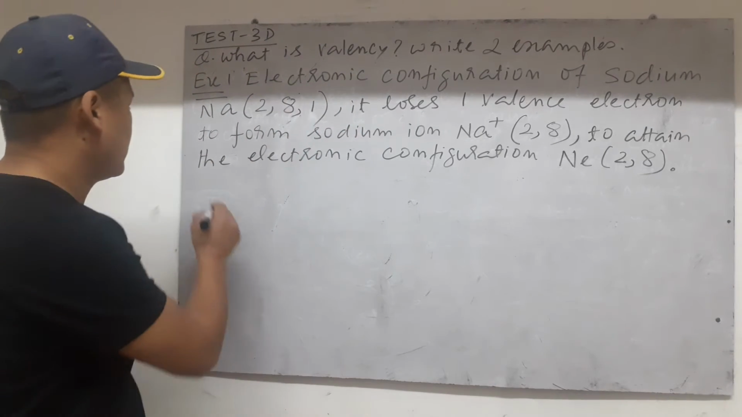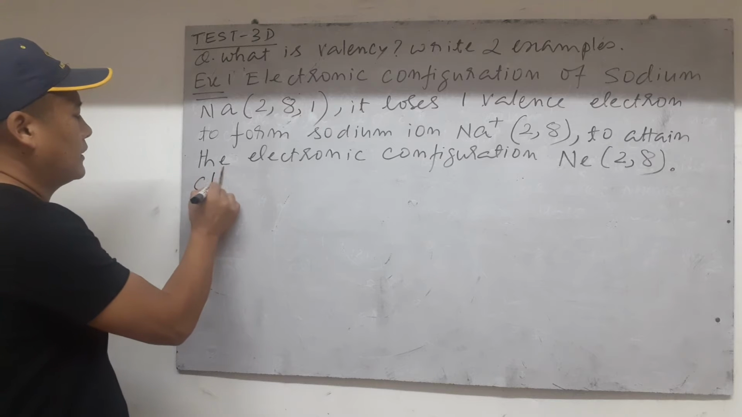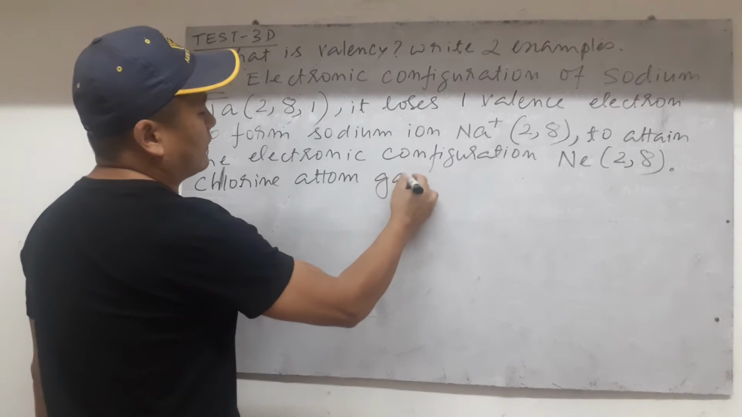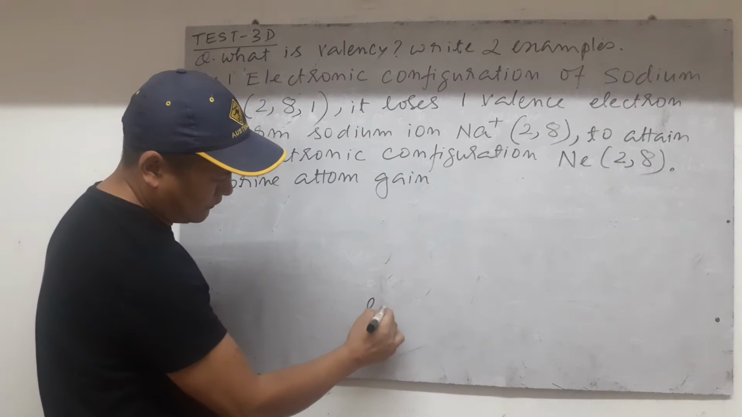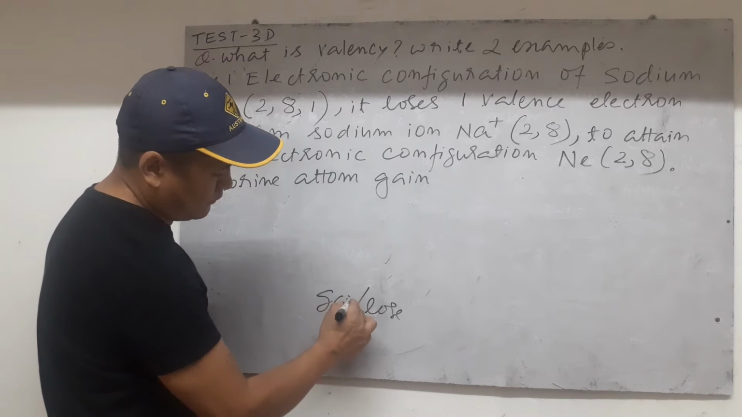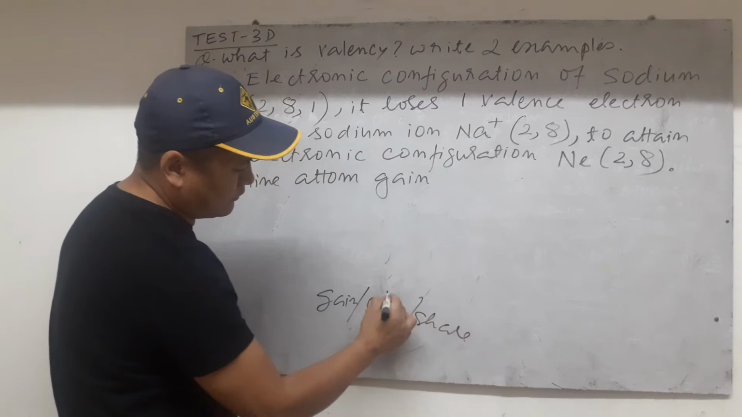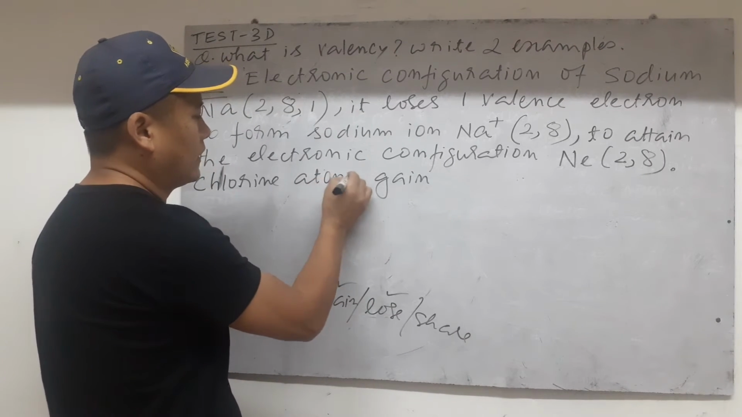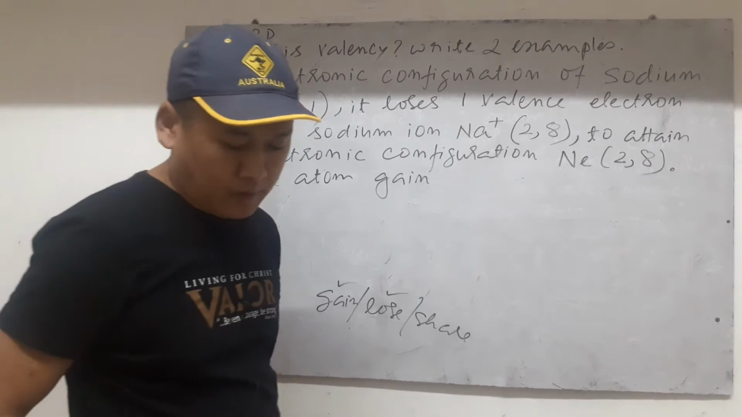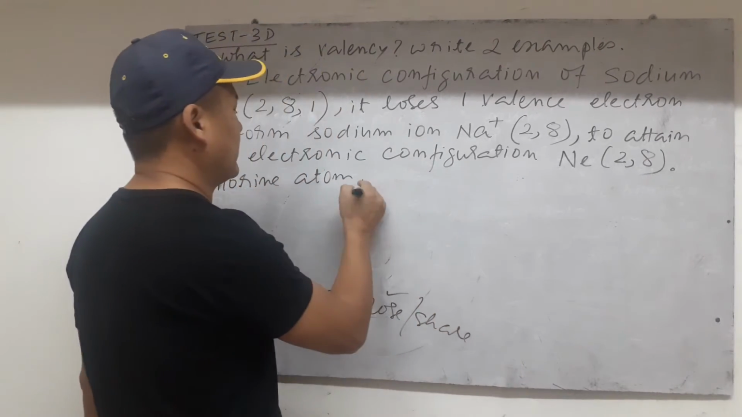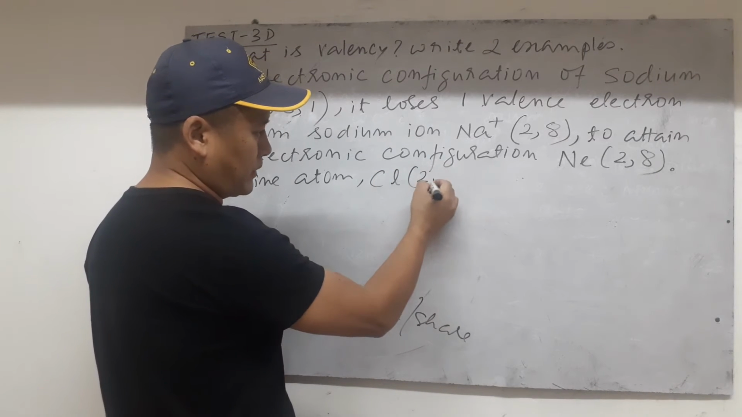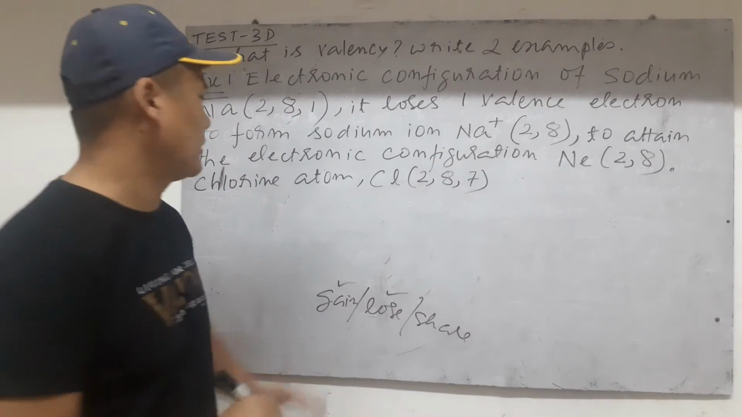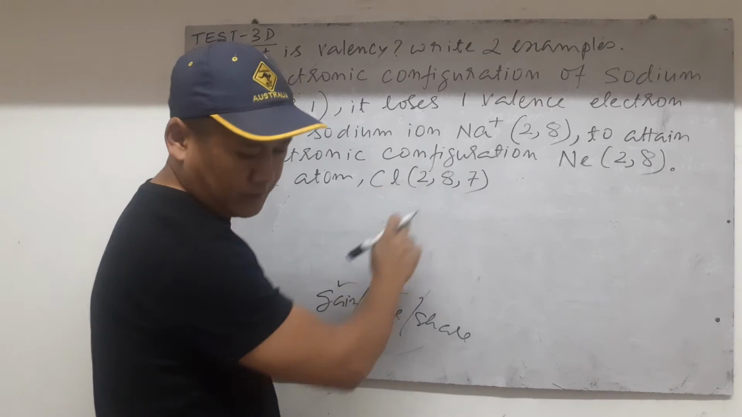Now at the same time, the chlorine atom gains. As I said, with valency, valence electrons are gained, lost, or shared. Sodium is losing, but at the same time chlorine is gaining. Let me write down the chlorine atom, Cl. We know 17 is the atomic number, so 2 plus 8, 10 plus 7, 17 electrons are there. So it will gain 1 electron. The chlorine atom configuration is like this.